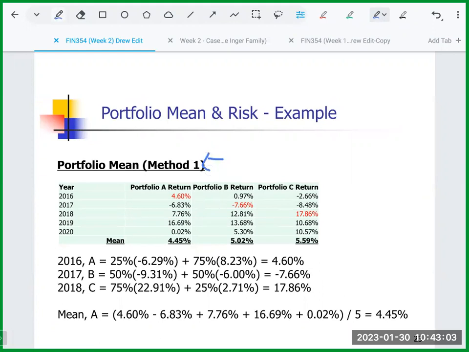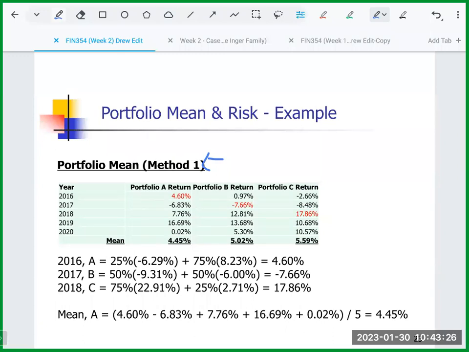First of all, what we can do is calculate immediately the portfolio mean returns. How do we do this? Those in red are the calculations I've provided. You need to calculate every single one. You can do it in Excel, it's very fast.